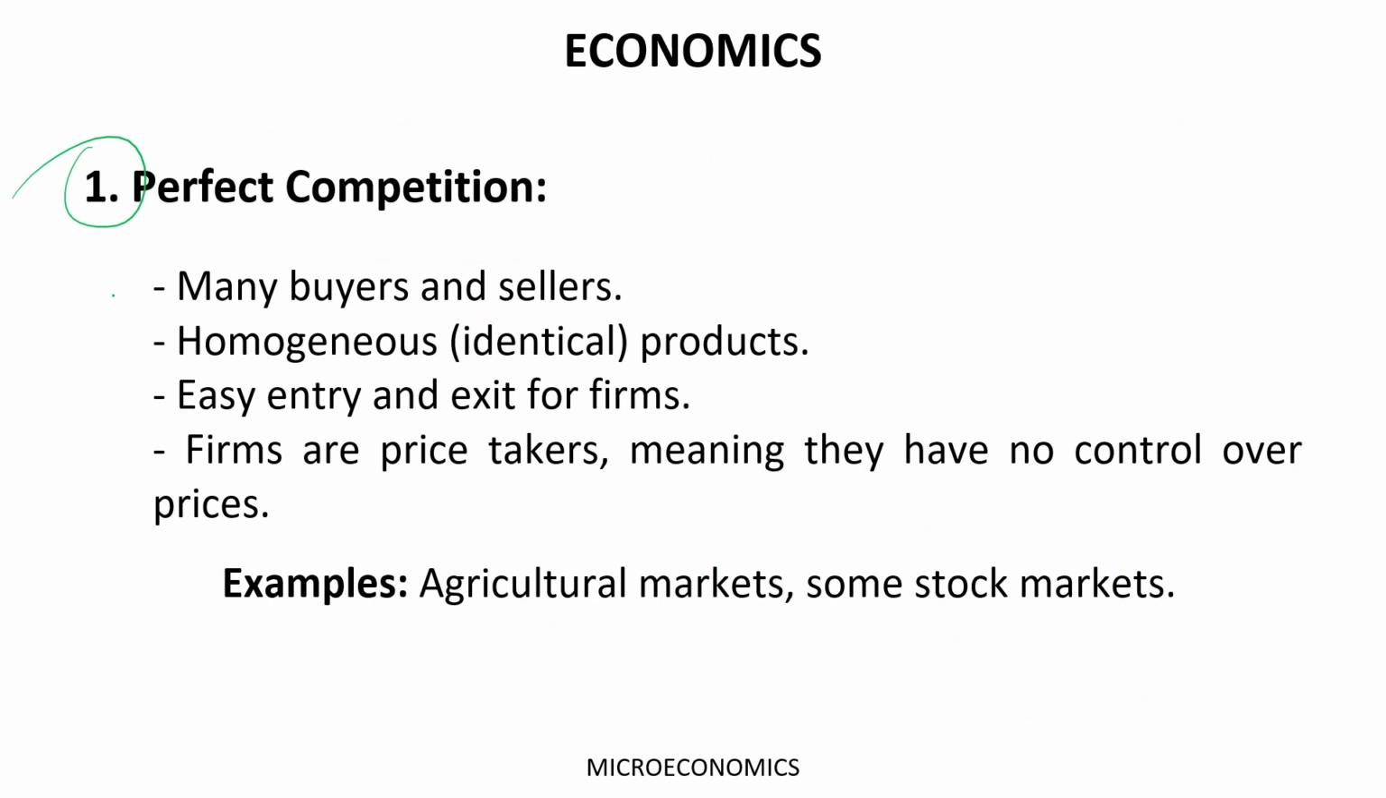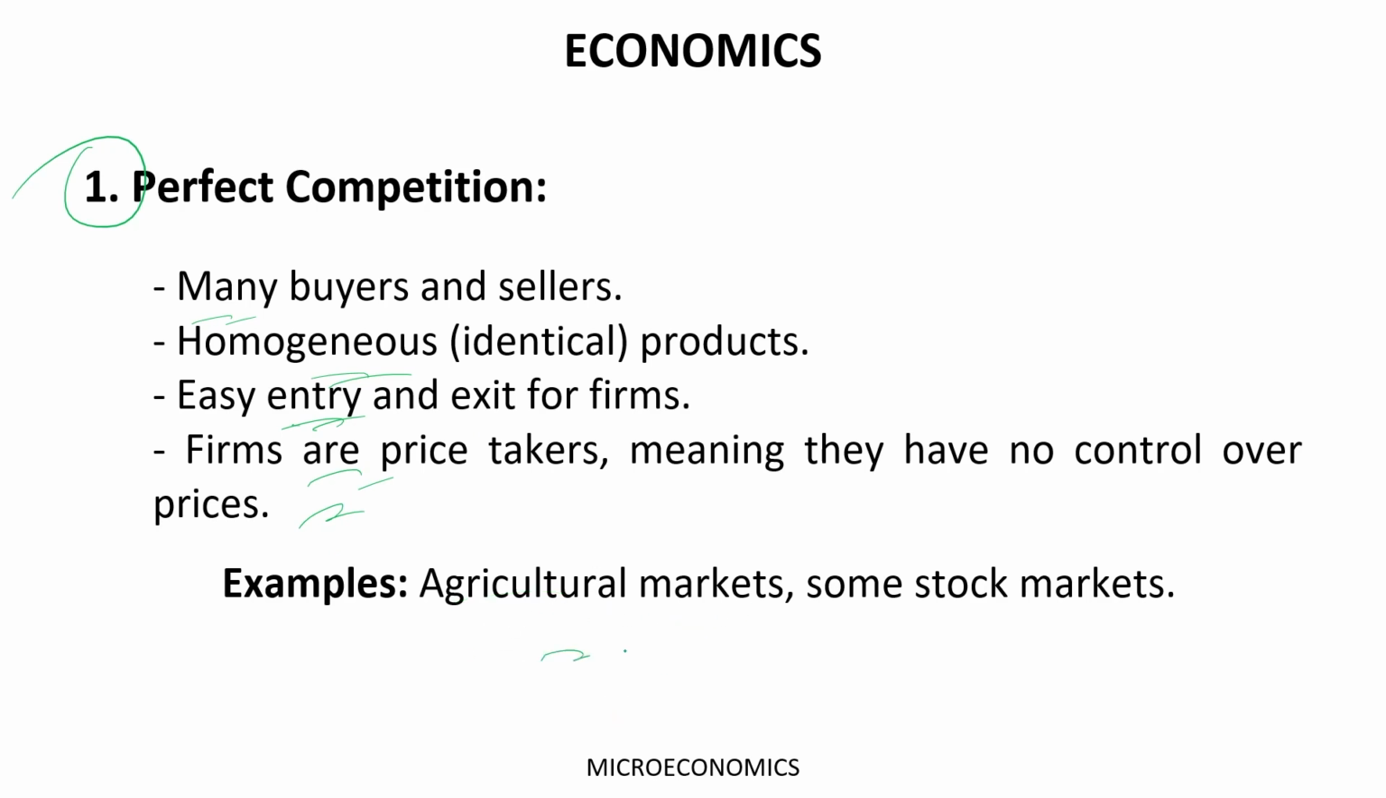Perfect competition is basically when there are many buyers and sellers, there are almost homogeneous products, there is easy entry and exit for the firms, and firms are price takers, meaning they have no control over prices. The best example is agriculture markets.